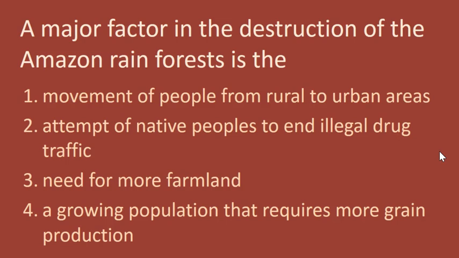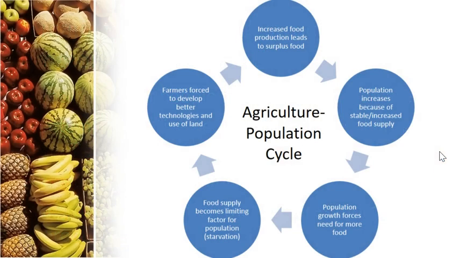Well, a growing population requires more food, right? And so you need to have more farmland to do that. And what happens is that throughout history, actually, since we've been domesticating plants and animals, and we've been mastering our own food production, increased food production leads to surplus food. A surplus food allows for a population to increase, right? When you have a population that increases, you need to grow more food, right? And so the food supply becomes limiting for a bit, and that can actually lead to starvation, which is a real problem.